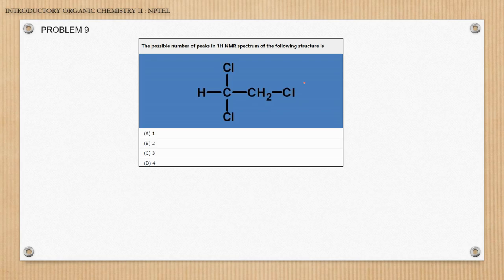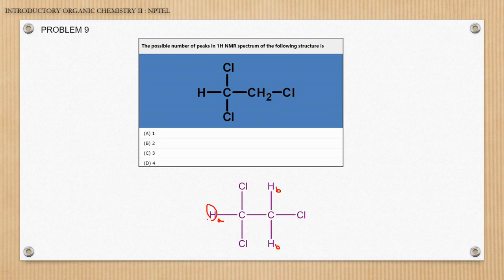Now coming to problem number 9. Problem number 9 is asking the possible number of peaks in the 1H NMR spectrum for this particular compound. So possible number of peaks. How many different types of hydrogens are present in this system? Two. One is this particular hydrogen, that is Ha. Another is this Hb. So why are there only two types of protons present?